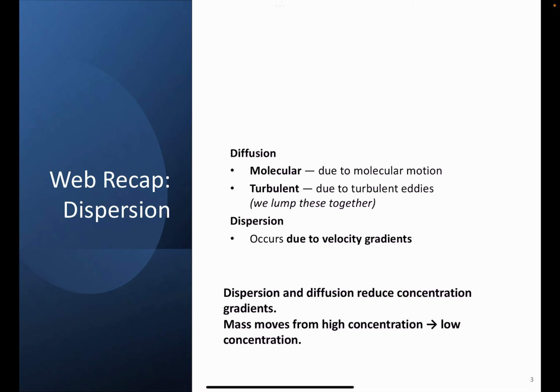Let's try to show some definitions. What is diffusion? Diffusion is either molecular diffusion, which is due to molecular motion within the pollutant, or turbulent diffusion, which is due to turbulent eddies inside the water. Of course, we lump these together once we talk about diffusion. Dispersion, on the other hand, occurs due to velocity gradients, movement with the flow.